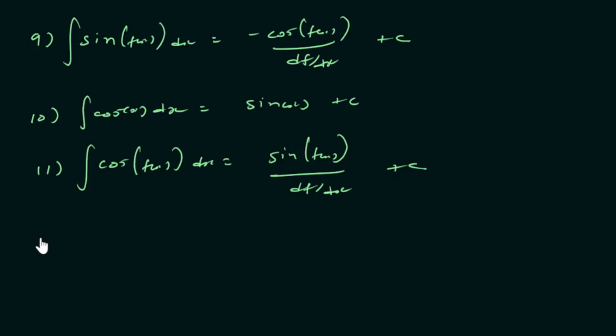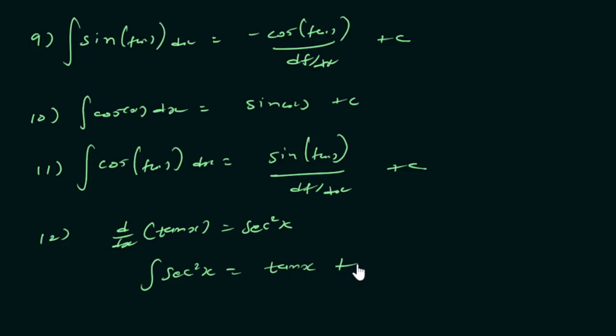Now our 12th standard formula is, as we know that differentiation of tan x is sec square x. So the integration of sec square x will be tan x plus c, right? So the 13th standard formula is integration of cosec square x dx will be minus cot x plus c.